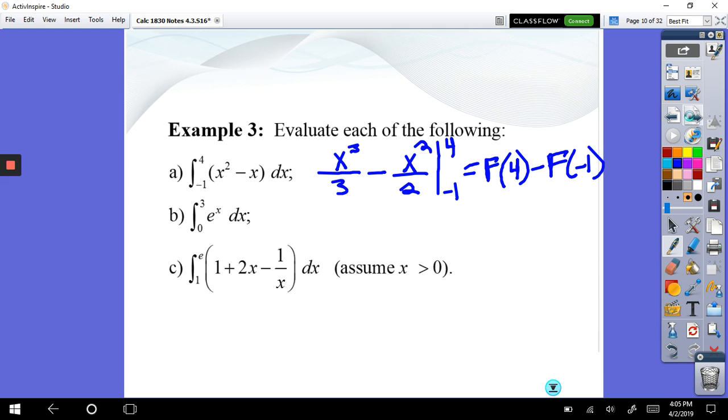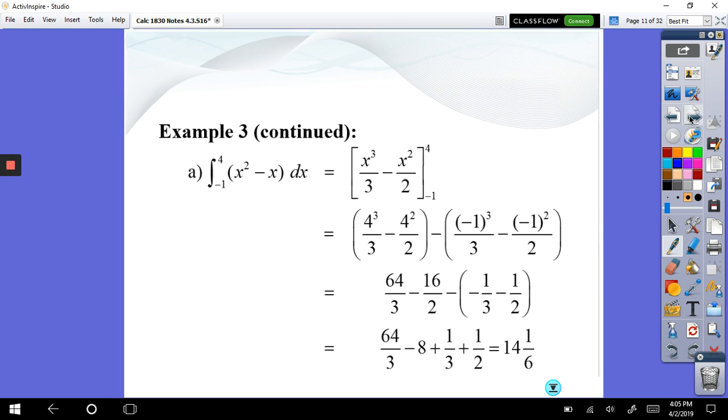Let's see if we have this one worked out all the way over here. Yeah. So that notation means plugging in 4 for x, subtract, so this is like F of 4, big F, because we found that antiderivative, minus F of -1, result, 14 and a sixth.